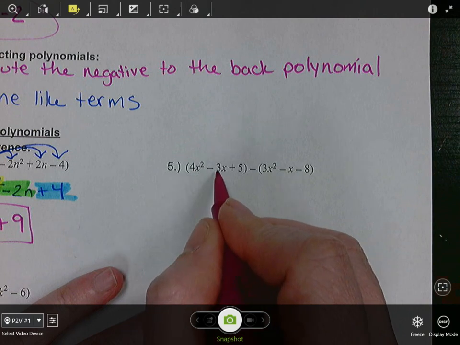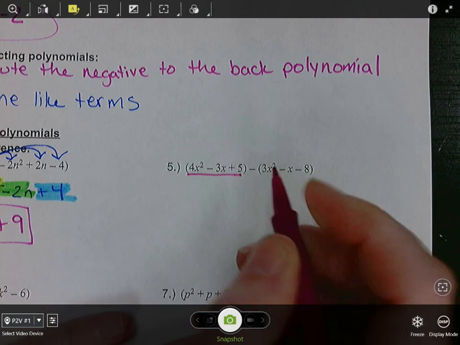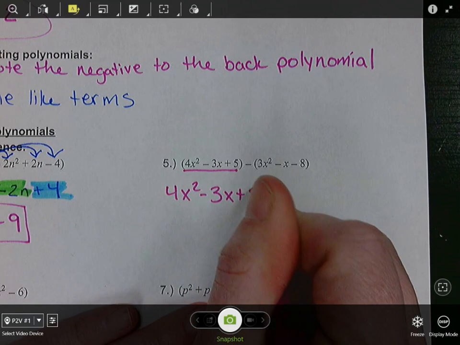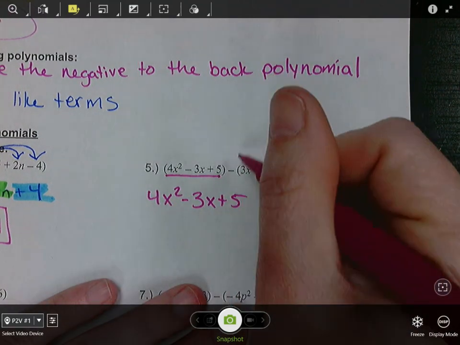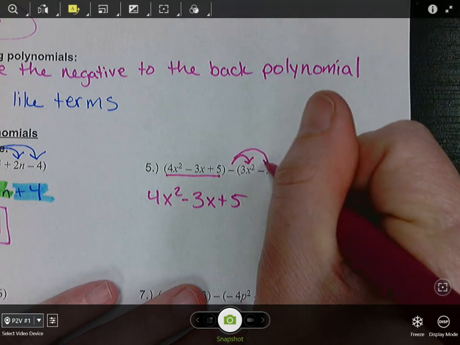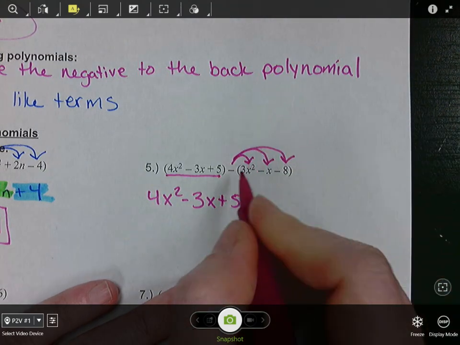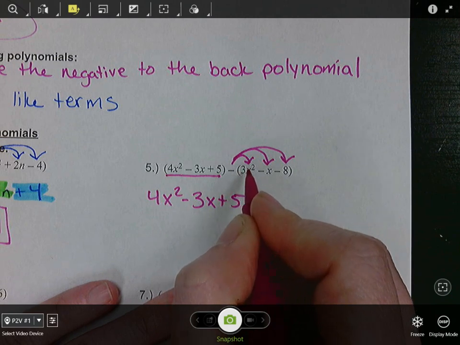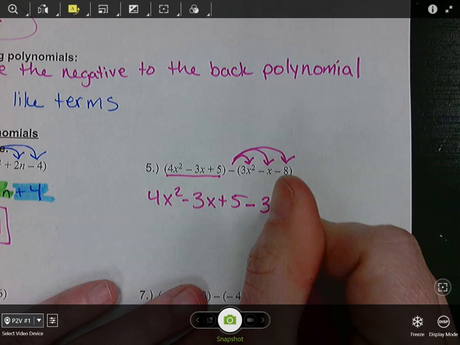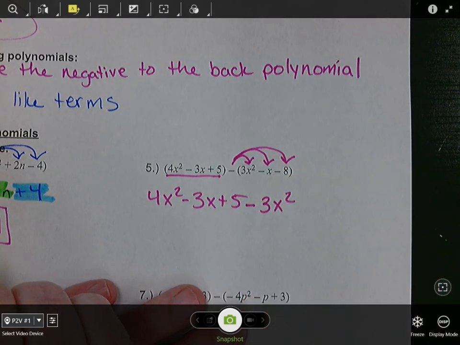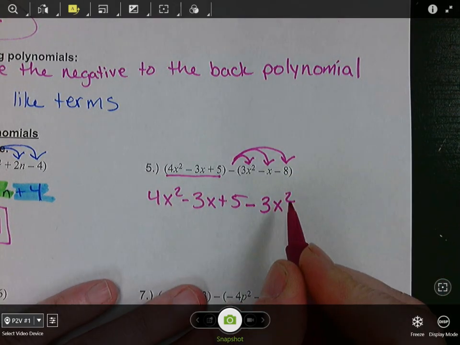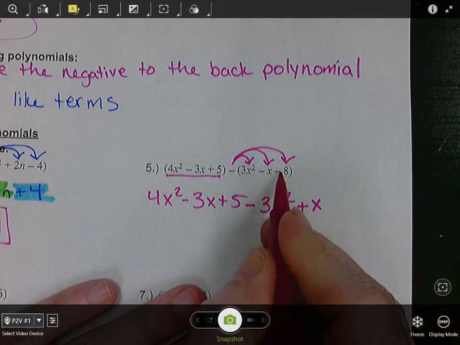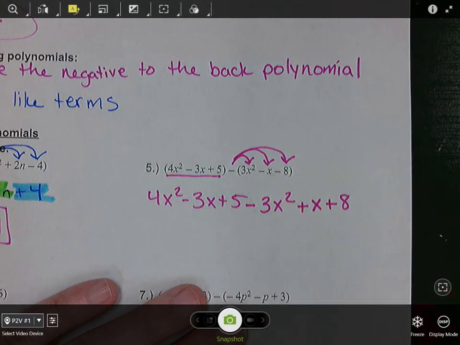4x squared minus 3x plus 5. You keep this one the same. And you distribute the negative to everything inside here. So right now inside the parentheses, this is a positive 3x squared. You change the sign, it becomes a negative 3x squared. This negative x becomes a positive x, and this -8 becomes a positive 8.